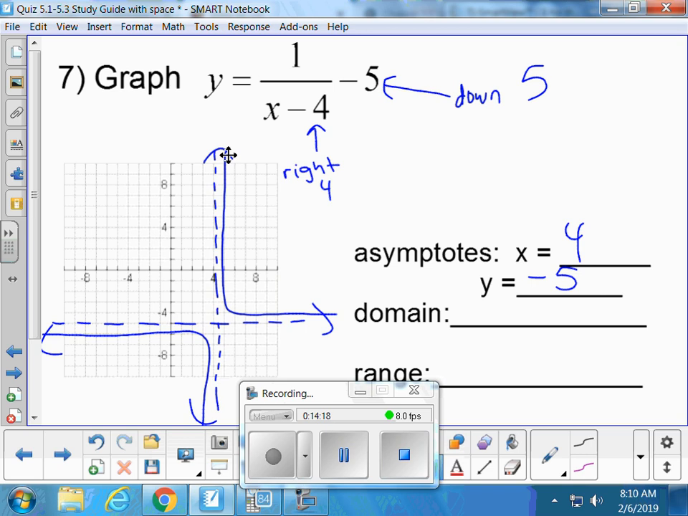All right, domain, negative infinity to infinity, except for who? 4. Domain stands for x. You want to exclude the x asymptote. Range stands for y. You want to exclude your y asymptote. Negative 5.